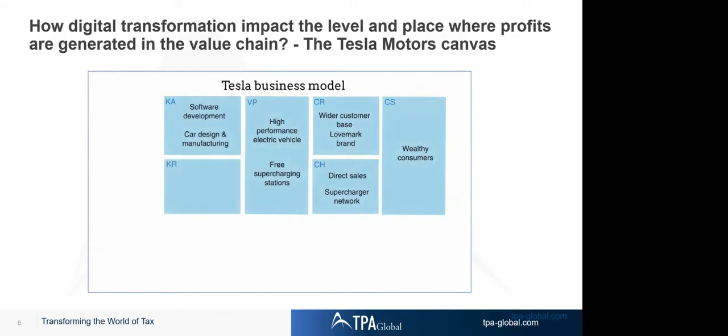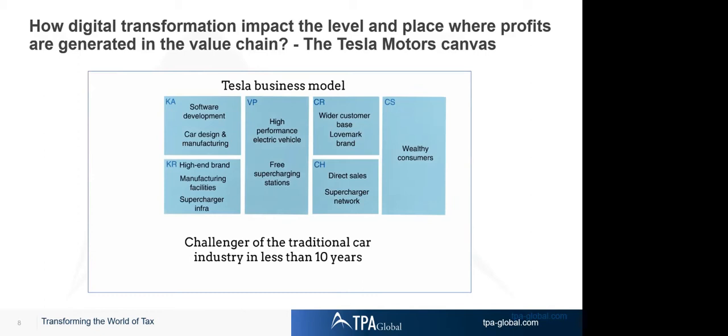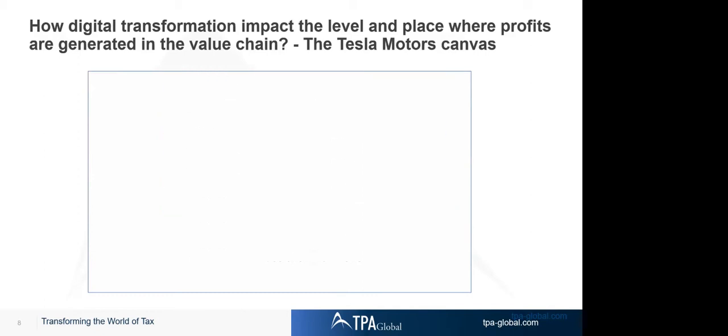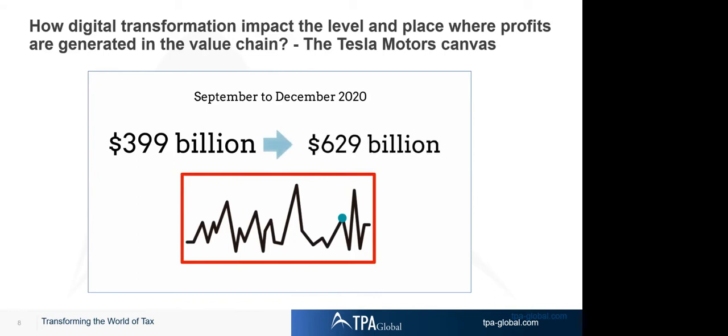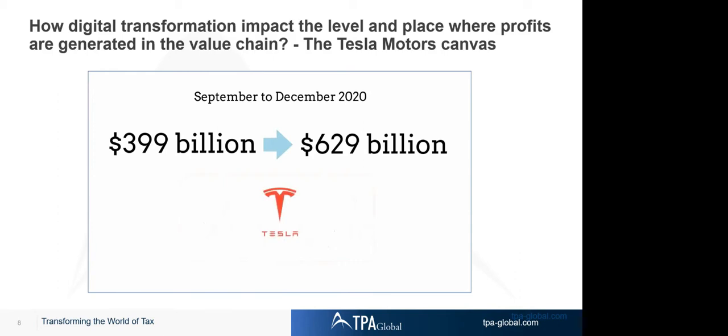Key resources. By launching a high-profile brand, Tesla, and by going to the stock market to pay for the investments in manufacturing facilities, as well as the supercharger infrastructure, Tesla has become a challenger of the traditional car industry in less than 10 years. As a sidestep, to address the magnitude of the impact, it can be indicated that in the period September to December 2020, the market capitalization of Tesla has grown from $399 billion to $629 billion, making Tesla's market value nearly as much as the next 5 most valuable car companies combined.